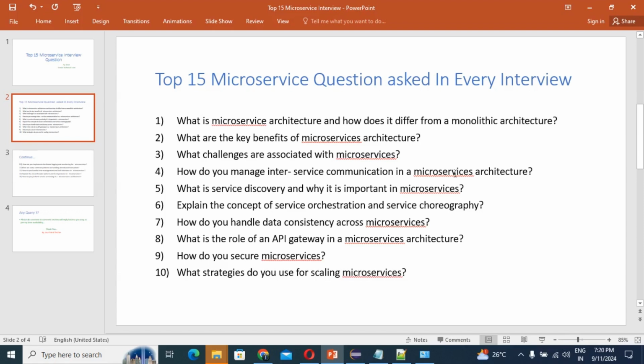Next thing, load balancing. With the help of the API gateway, you can also handle load balancing, which distributes requests across multiple instances of services. This is also handled by the API gateway. Next point, authentication and authorization. With the help of the API gateway, you can also handle authentication and authorization.